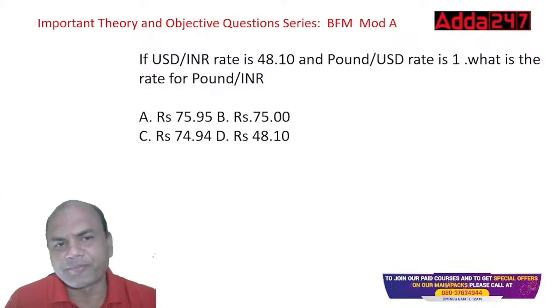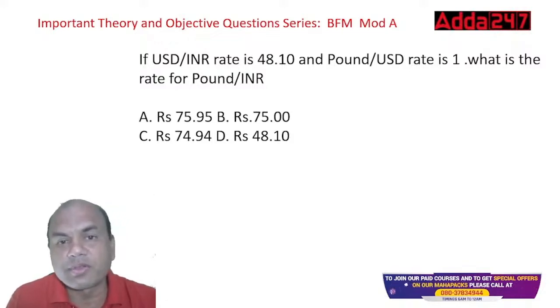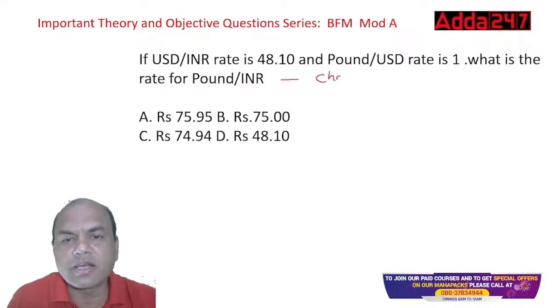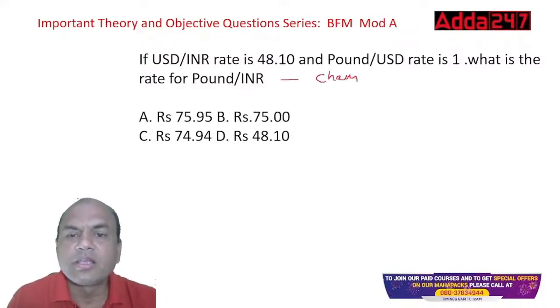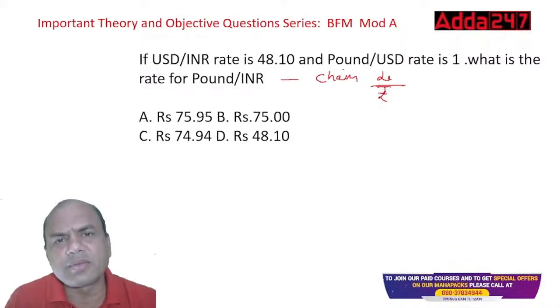Okay. So the USD to INR rate is 48.10 and the pound to USD rate is 1. What is the rate for pound to INR? Now the question is, which rule will we be using? Type in the comment section. It is called the chain rule. What is the chain rule? Pound to INR we want, rupee, right? You had this in JIB, no? How many of you remember? Type yes in the comment section if you remember this.